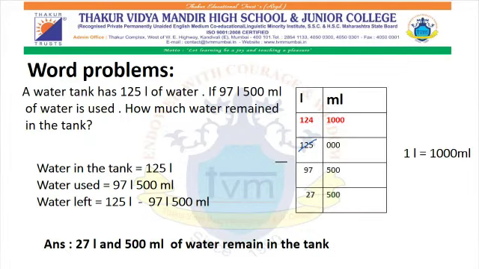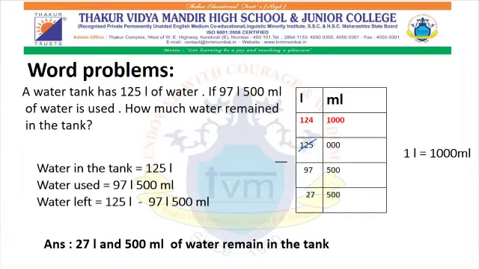Now let us see some word problems. A water tank holds 125 liters of water. If 97 liters and 500 ml of the water is used, how much water remains in the tank? Now, first we will write what is the water in the tank. Water in the tank is 125 liters. And what is the water used? It is 97 liters and 500 milliliters. So now, to find the water left, we have to subtract 97 liters 500 milliliters from 125 liters.